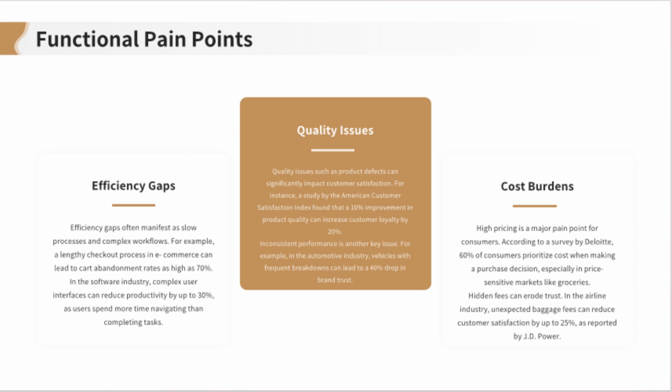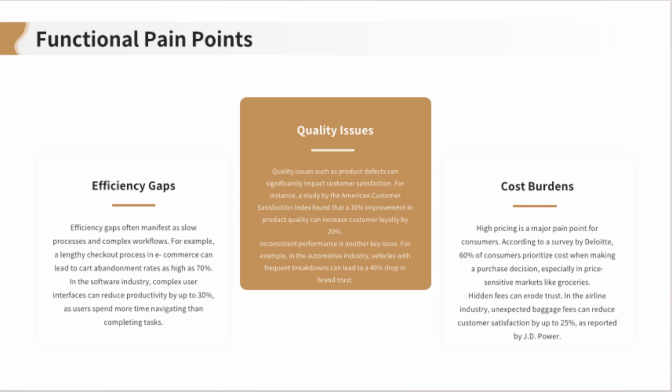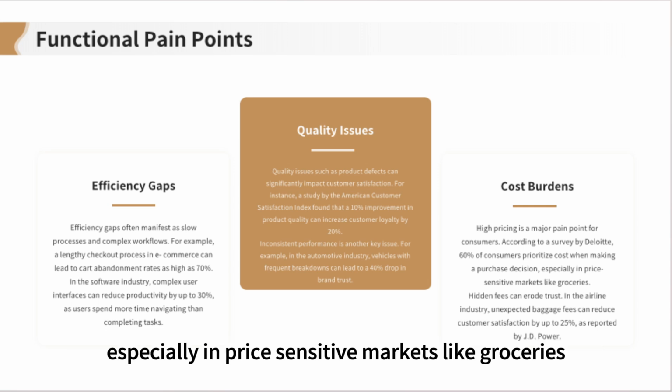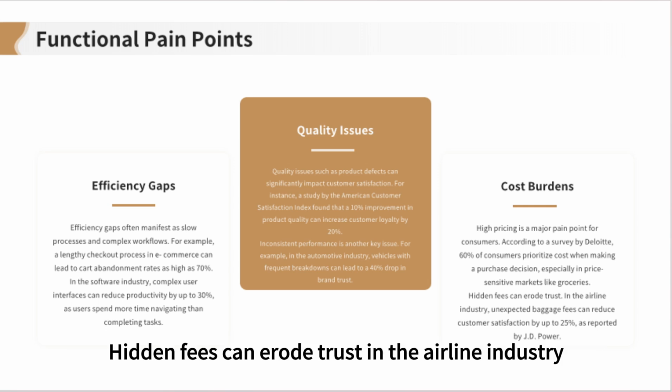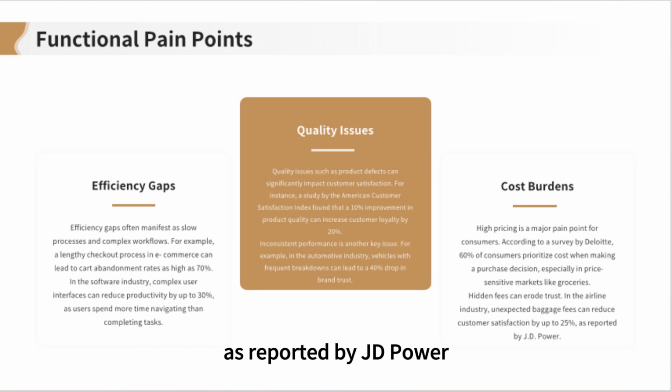Cost burdens. High pricing is a major pain point for consumers. According to a survey by Deloitte, 60% of consumers prioritize cost when making a purchase decision, especially in price-sensitive markets like groceries. Hidden fees can erode trust. In the airline industry, unexpected baggage fees can reduce customer satisfaction by up to 25%, as reported by J.D. Power.